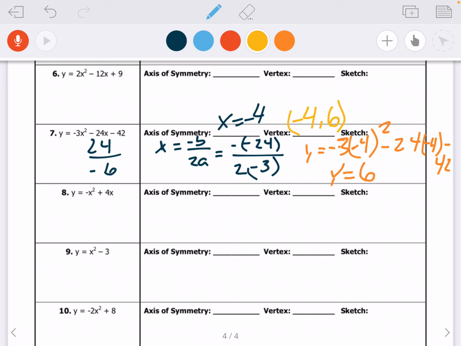So if you're going to draw a quick sketch of this, this parabola is going to open down. I know that it's going to open down because a is negative, so it's going to open down like a frown. The vertex is going to be the maximum, which is the highest point. That's going to be at (-4, 6). And the axis of symmetry is just a line that's going through the vertex.